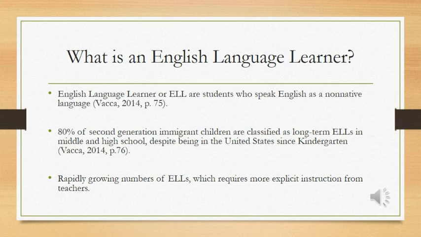The first thing you need to know is what is an English language learner. An English language learner, or an ELL, are those students who speak English as a non-native language, meaning they may not speak English primarily at home. According to our text, 80% of children will be considered English language learners through middle and high school, despite being in the elementary school since kindergarten. This just depends on their varying use of the English language.